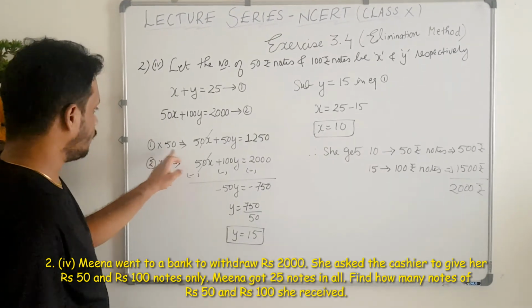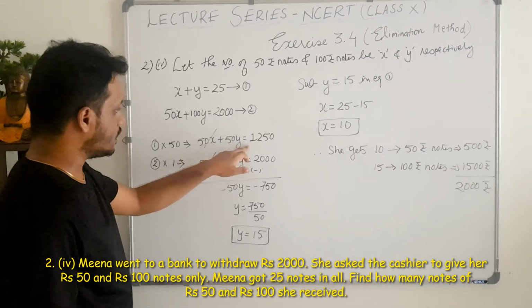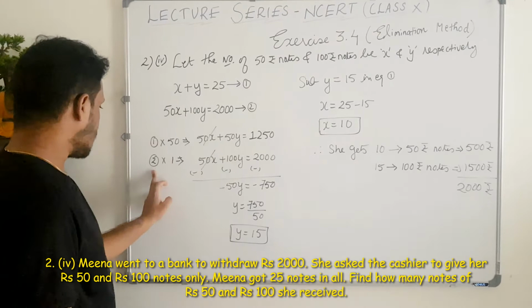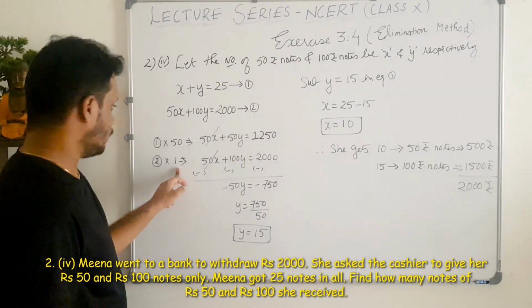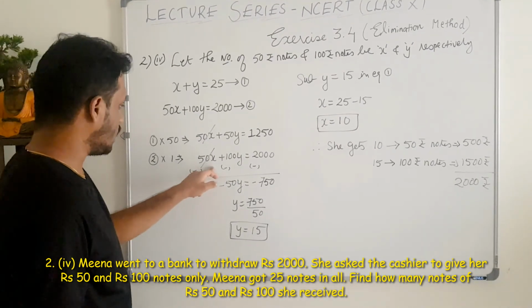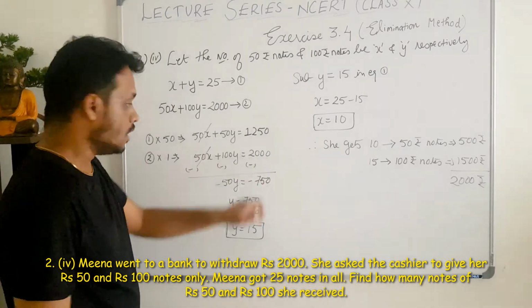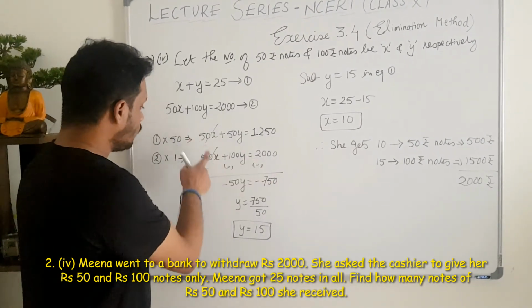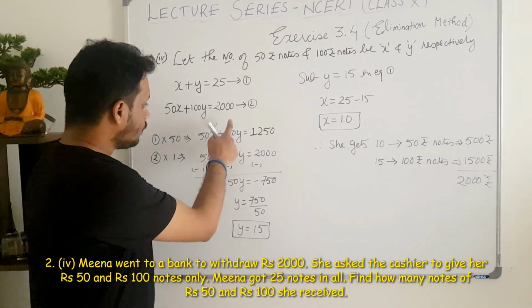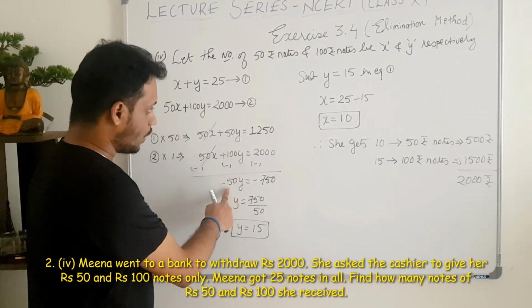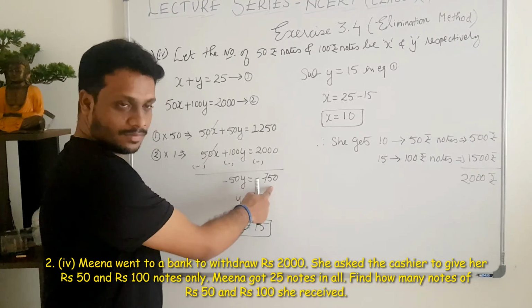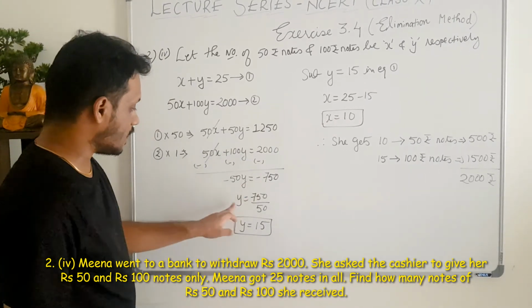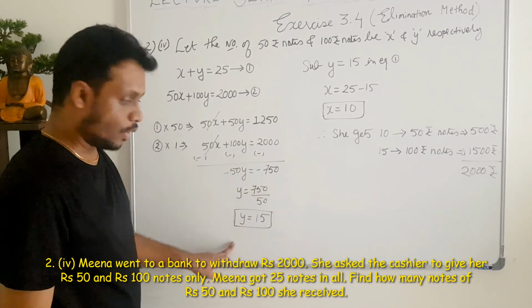So when I multiply with 50, I get 50x plus 50y is equal to 1250. And the second equation, I leave it as it is, multiplying with 1. So I get 50x plus 100y is equal to 2000. When I subtract these two, literally I will change the sign of the second equation. This 50x and minus 50x cancels. 50y minus 100y is minus 50y and this minus this is minus 750. So when minus minus cancels, y would be 750 by 50, y will be 15.